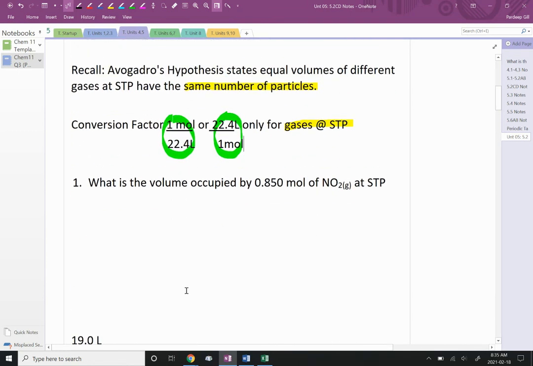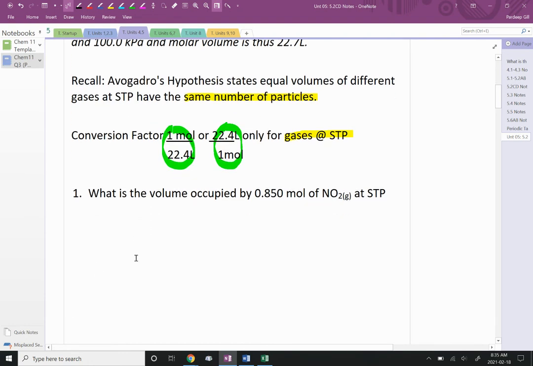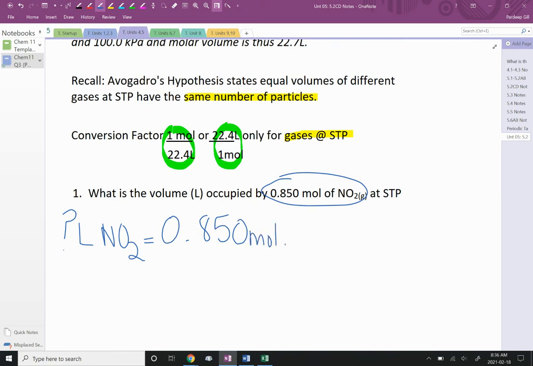Okay, let's try some calculations here. What is the volume occupied by 0.850 moles of NO2 at STP? So we're going to say the volume we want in liters. Let's go ahead and set this up. We're trying to calculate the volume, so we'll write down volume in liters of NO2. And then we write down the initial amount that we're given, 0.850 moles of NO2. And this is at STP.